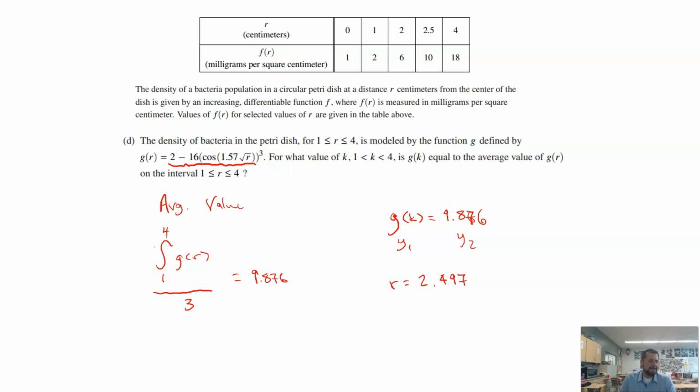Again, I thought this was a fairly straightforward problem. There's a couple little tricks in there, but a fairly straightforward problem. Hopefully you understood that pretty well. If you have any questions, please let me know.